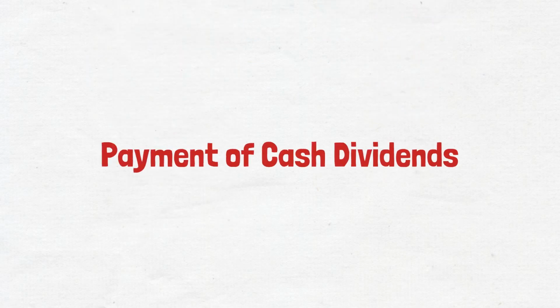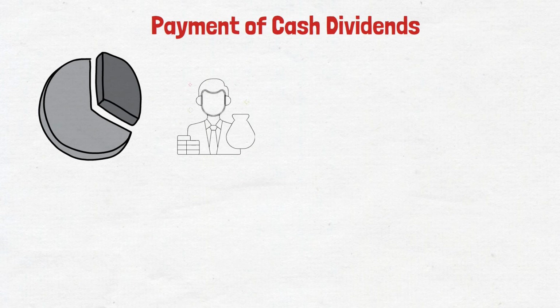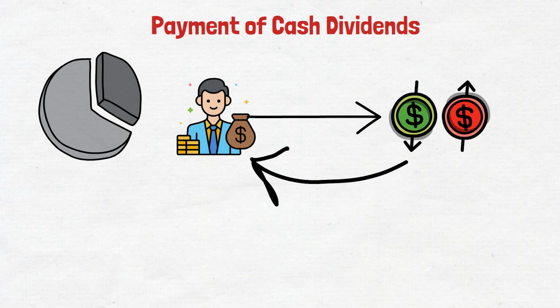Payment of cash dividends. When a company owns a significant but less than a controlling interest in another company's common stock, the equity method of accounting is used. Under the equity method, the investor records its share of the investee's net income or loss as an increase or decrease in its investment account. Dividends received from the investee are recorded as a reduction of the investment account.